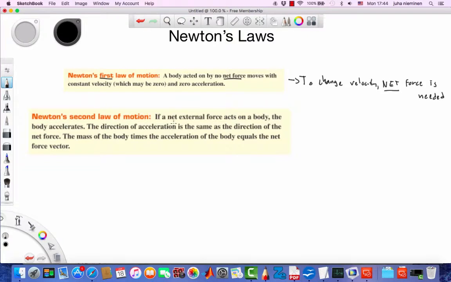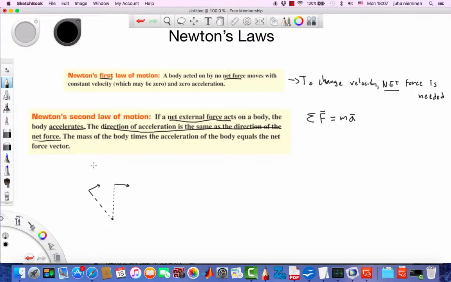Newton's second law, on the other hand, tells us what happens if there is a net external force acting on the body. In that case, the body accelerates. In other words, if there is a net force, force is a vector, there will be some acceleration a, also a vector. The direction of the acceleration is the same as the direction of the net force. This is evident from this vector equation, of course. And the magnitude of the acceleration depends on how heavy the object is, that is, the mass.